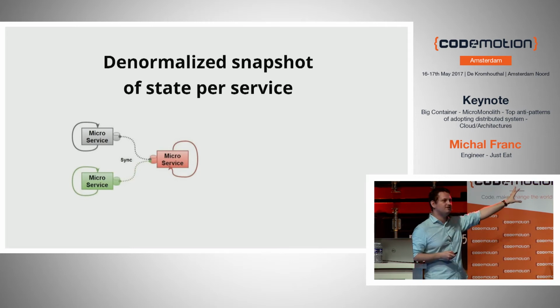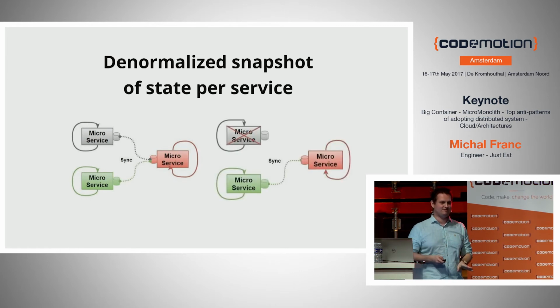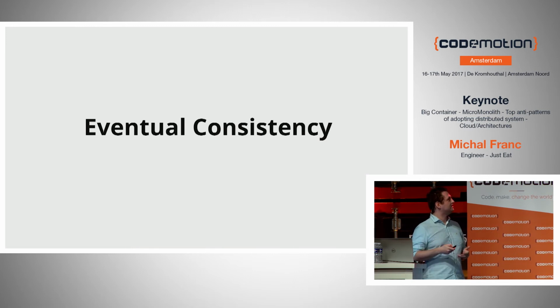Now, the synchronization can be done in many different ways. I'm not going to mention this. OK, I will mention it later, probably in one of the slides. So in that case, if the gray service goes down, the red one can still operate because it has the data it requires from the gray service and from the green service. So it can still operate like that.